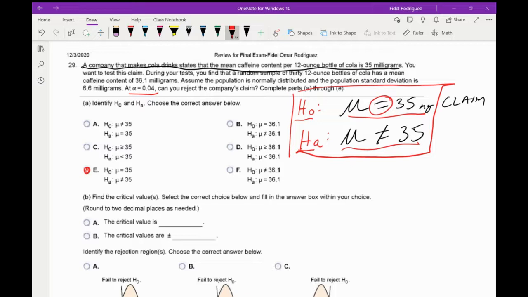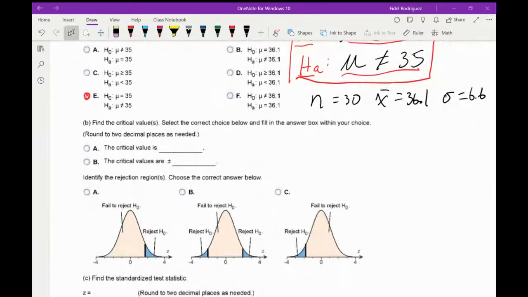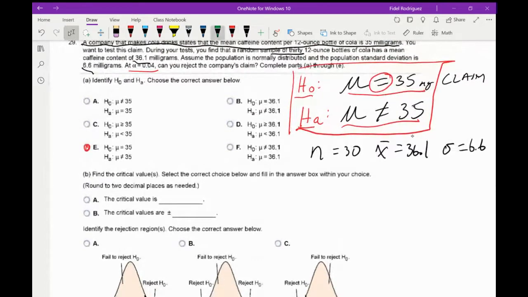Okay, so now a couple things I'm going to write here. Next part is we're taking a sample of 30 12-ounce bottles, so that means that my n is 30. And we have a mean caffeine content, so my x bar is 36.1. And our population standard deviation is 6.6. Okay, so now we need to find our critical values. Guys, I believe it told us also in this problem that alpha was 0.04.